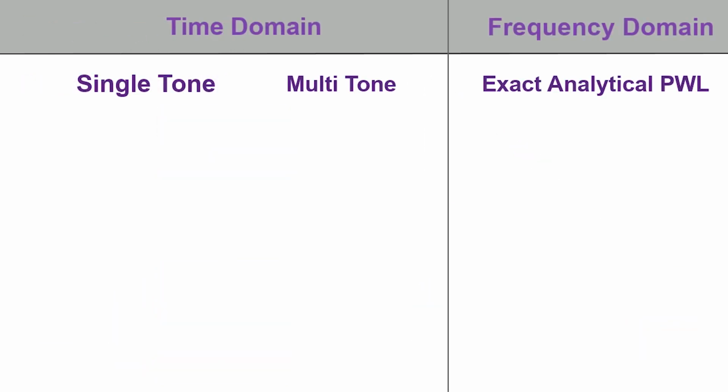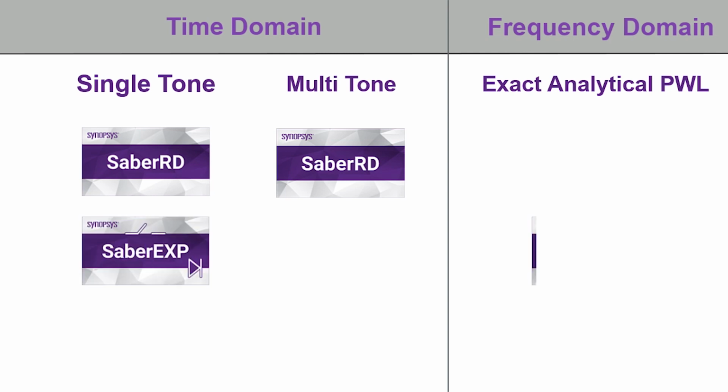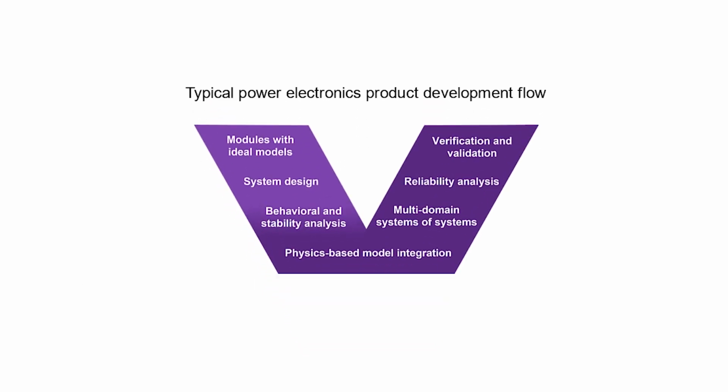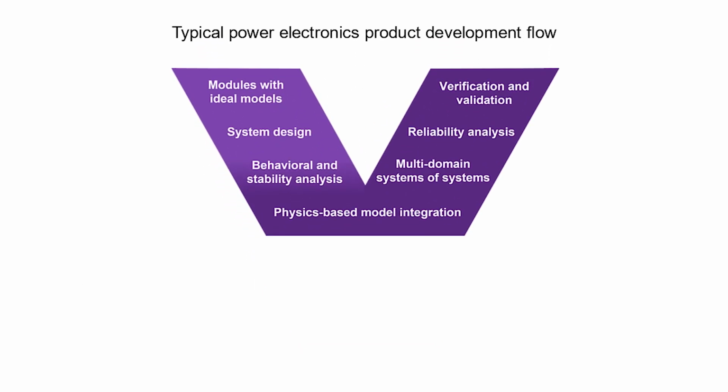These three methods are available in Saber RD and Saber EXP as shown here. Now, we will see how these methods must be best utilized for optimum performance based on the typical product development flow. In a typical V-diagram of power electronic product development flow, the stability studies are carried out during the early stage of the development.